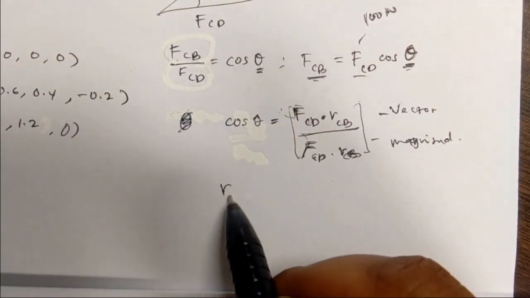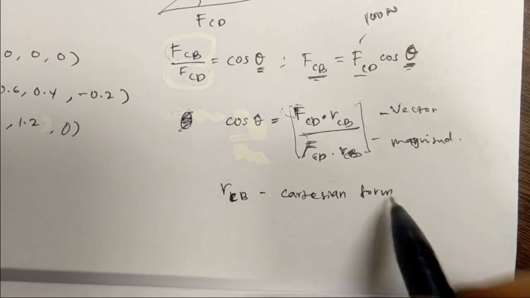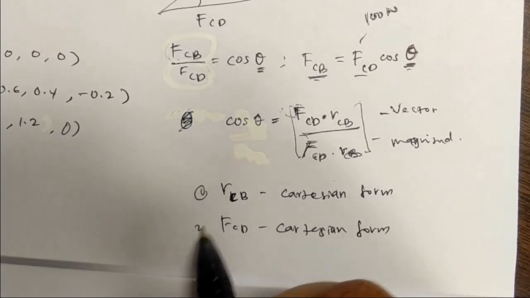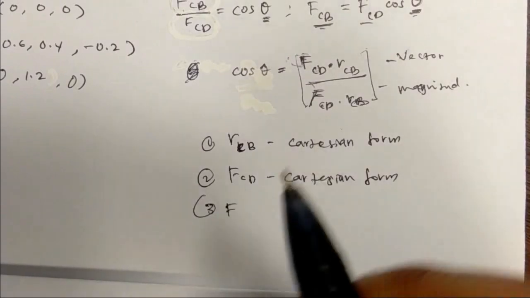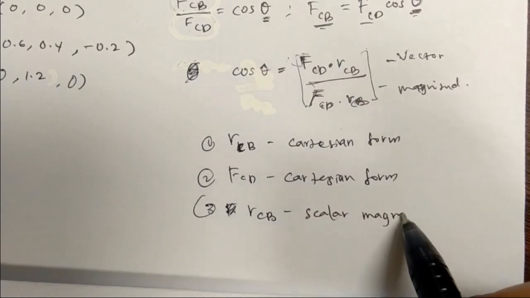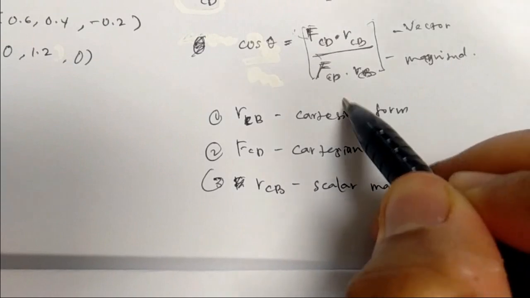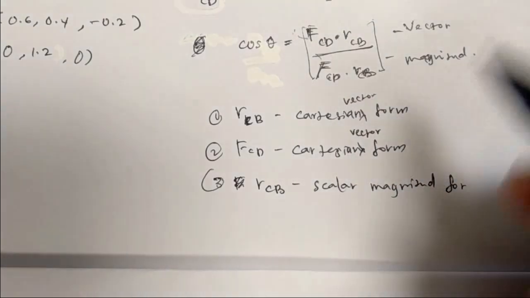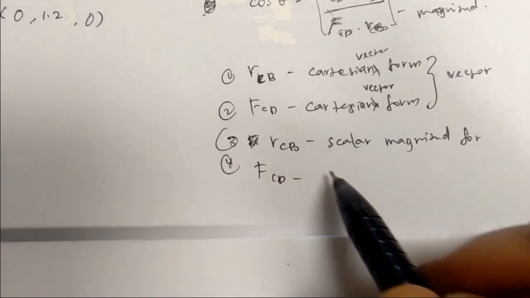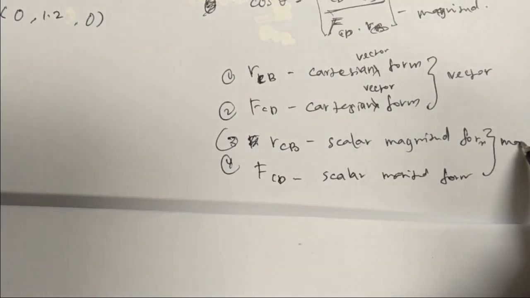So you need to find number 1, RCB in Cartesian form, number 2, FCD in Cartesian form, and then number 3, RCB in scalar magnitude form. These two are in Cartesian vector form, so these two are vectors. And then number 4 is FCD in scalar magnitude form. So these two are magnitudes.